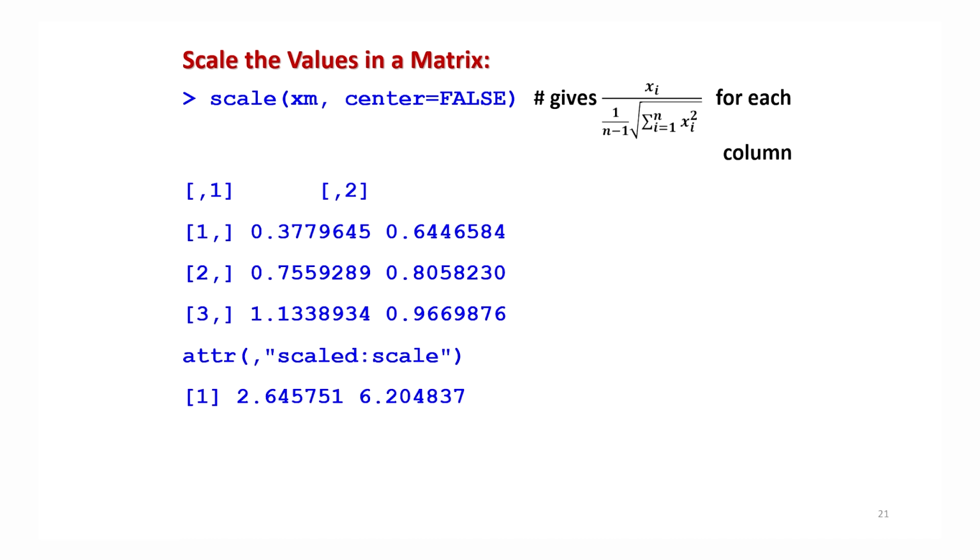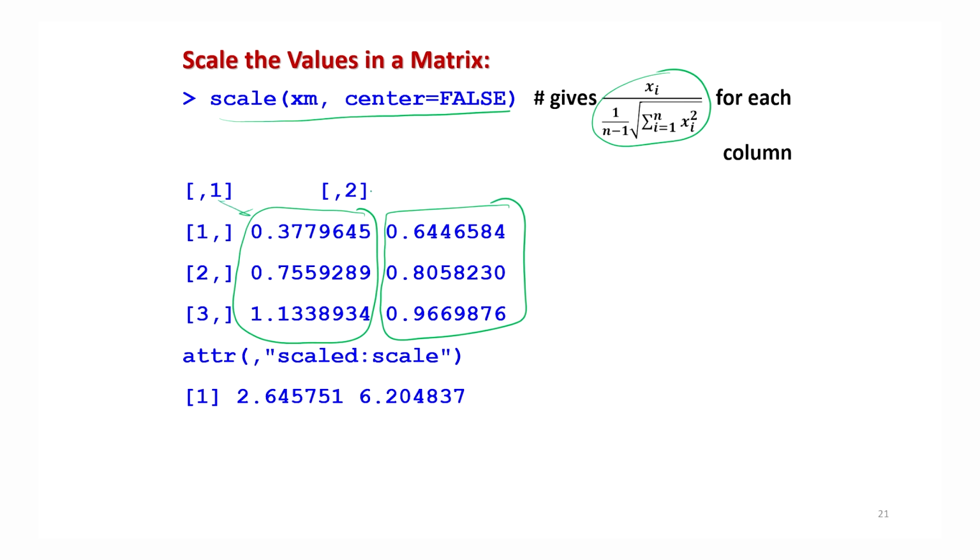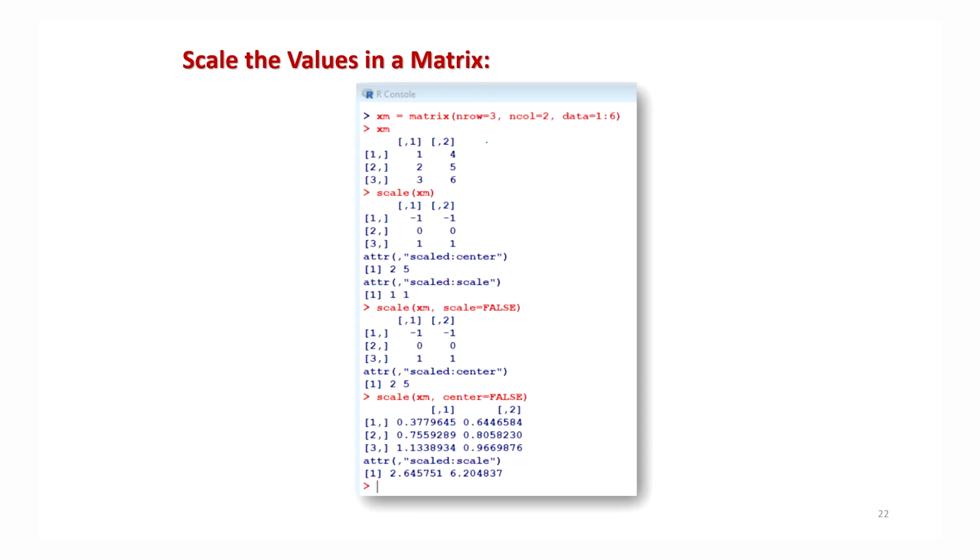And if you try to use the earlier command, scale(xm) with center equal to false, then using this command you can get this data set. These are the values for the first column, and these are the values for the second column. And the value of the denominator in the two columns is obtained like this. These are very straightforward things, and you can see how I have obtained them. This is my data, this is my scale function, then I use scale equal to false, then I use center equal to false.